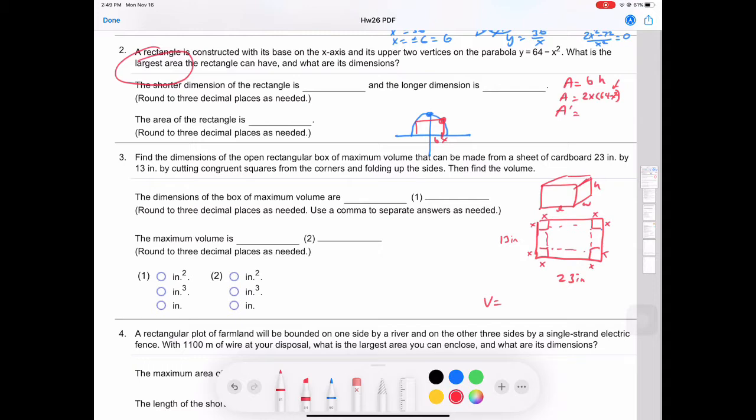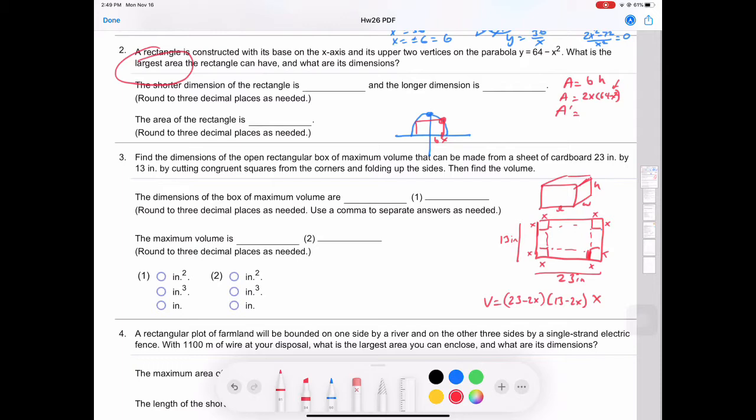So the volume would be our length going this way. Wouldn't it be the whole 23? It would be 23 minus 2x, because we're going to cut out those corners from the edges. Our width would be going this way, 13, so 13 minus 2x. And our height would be this length here, right? That length, and that is the length of x. So we have our volume equation.